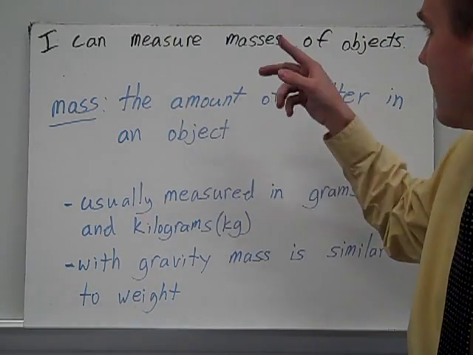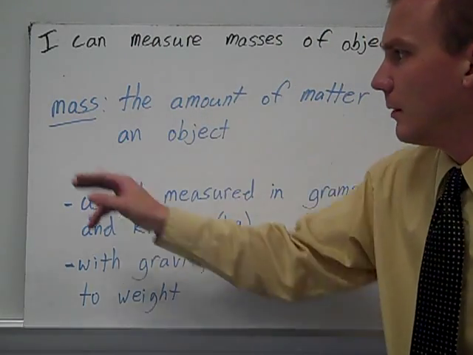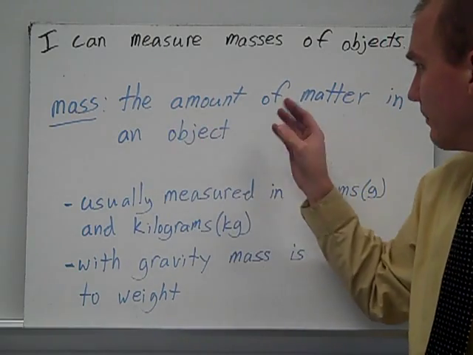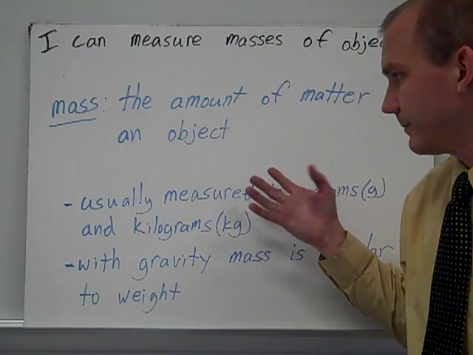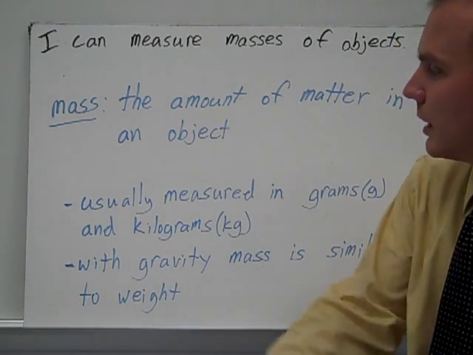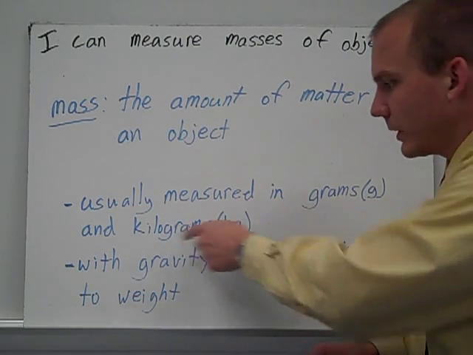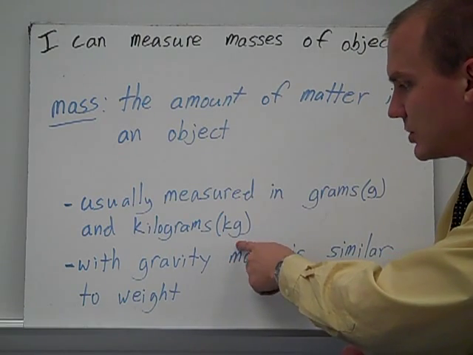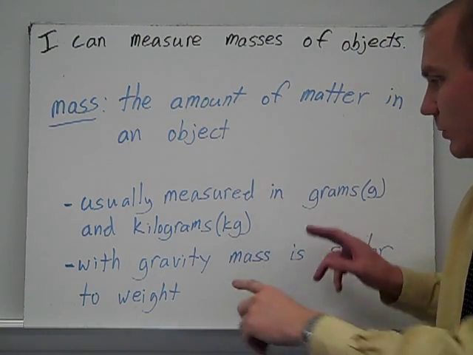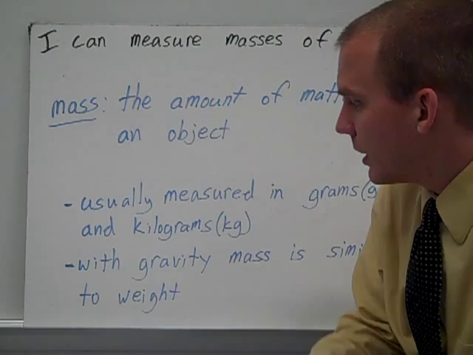I can measure masses of objects. Mass. What that means is the amount of matter in an object. Some ways to think about it. It's usually measured in grams, represented by a g, or kilograms, represented by kg. So usually we'll just see kg or g. You won't see the full word spelled out.